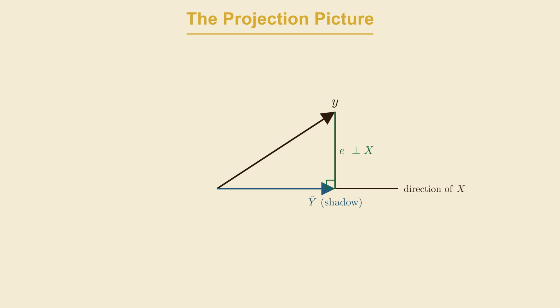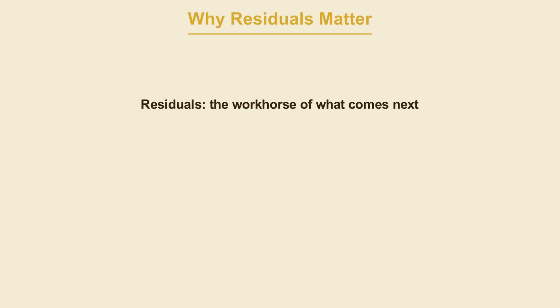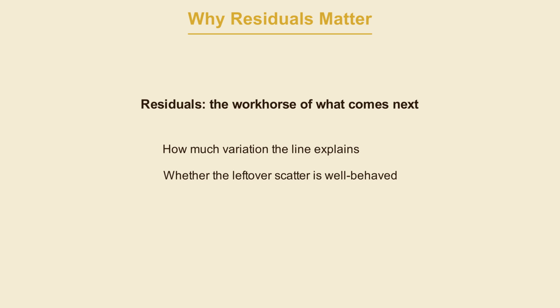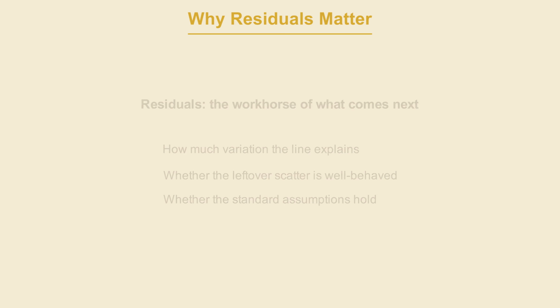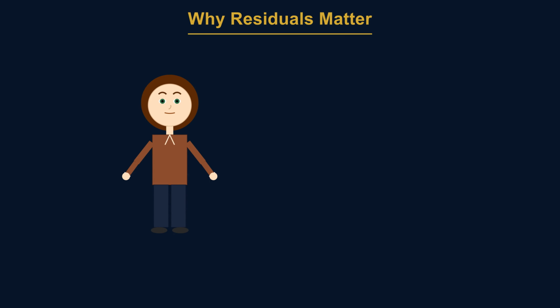That's why residuals are the workhorse of pretty much everything that comes after in this regression module. Once you've got the residuals, you can ask how much of the variation the line actually explained. You can also ask important questions, like whether the leftover scatter is well behaved or not. You can ask whether your standard assumptions are holding up. And all of those tools further down the line end up being built right on top of the residuals that we just computed. Margot sits back and looks at what the line has pulled apart.